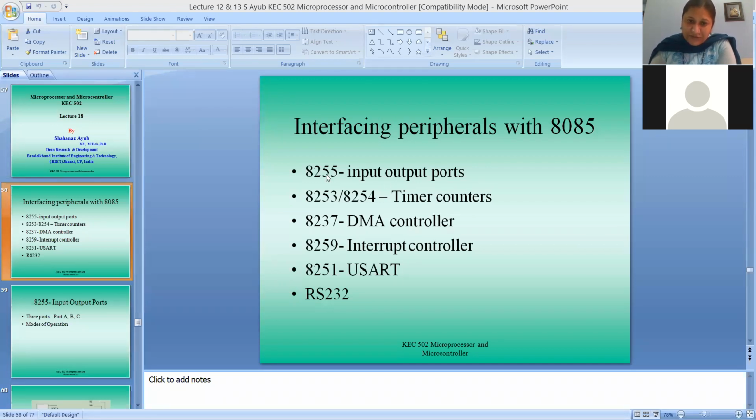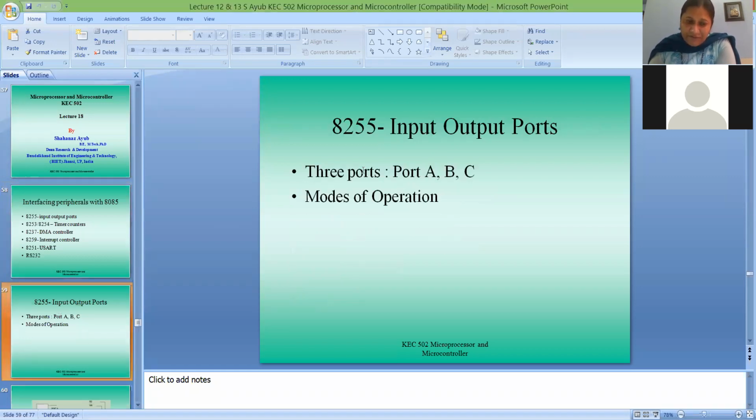Now we will start with 8255, which is an input output peripheral. It provides the input ports to connect input devices. It provides the output ports to connect output devices. 8255 has 3 ports. All the 3 ports are 8-bit ports. That means there are 8 bits in one single port.